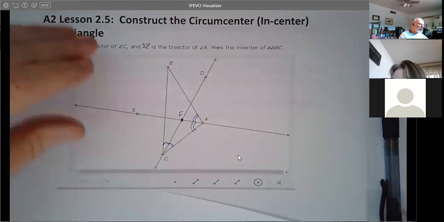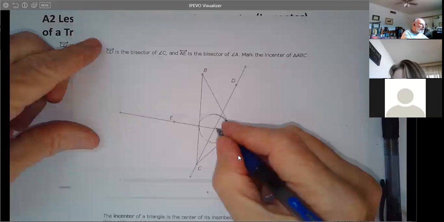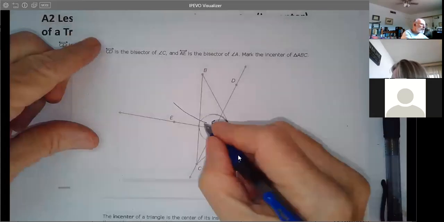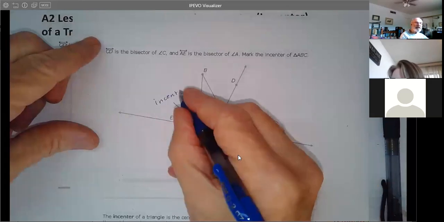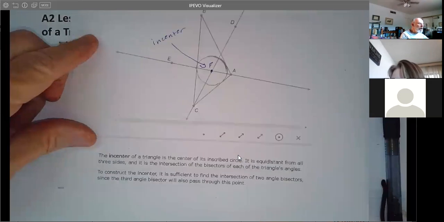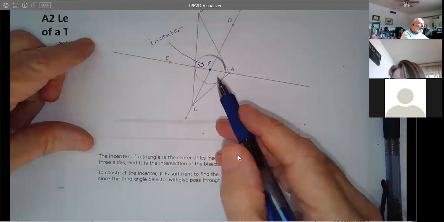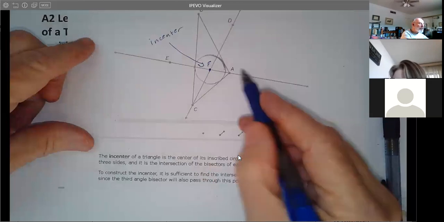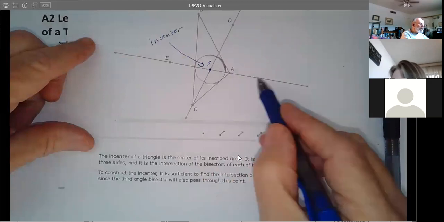So you could mark that again. And on this one here, I'll do the same thing. F is called the incenter. It's called the incenter. And so knowing that, it's, again, the center of the circle, which is formed by creating bisectors.